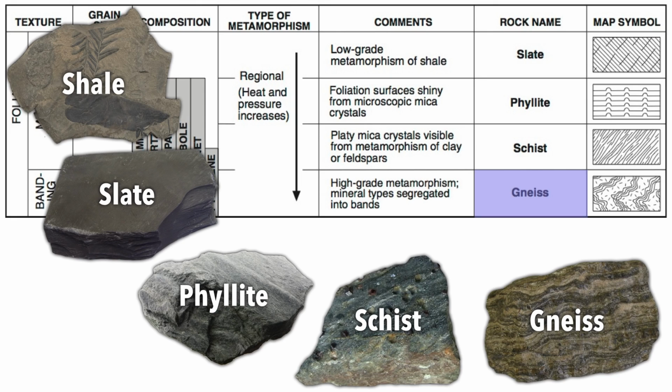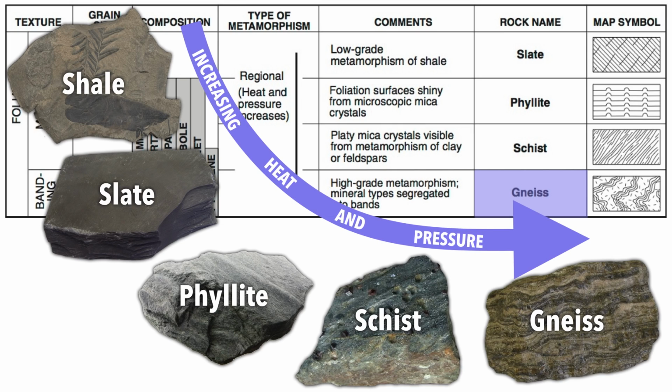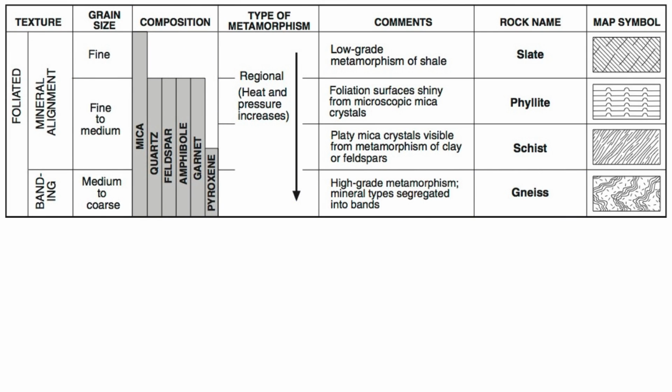Now, if a sample of gneiss is pushed even deeper underground, the heat and pressure will actually cause it to melt, and then it will become an intrusive igneous rock. So this is a result of increasing heat and pressure within the Earth's crust. So those are our regional metamorphism rocks.